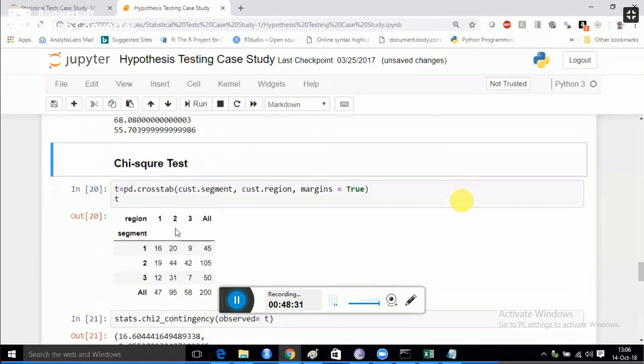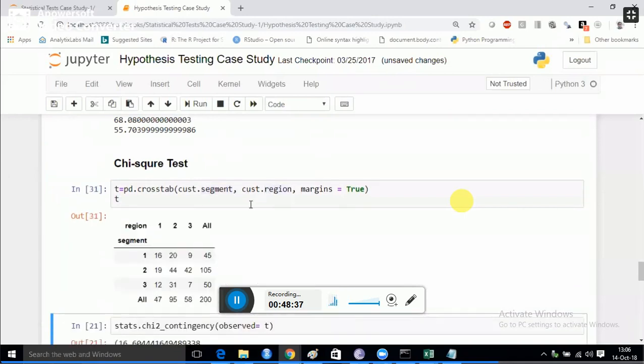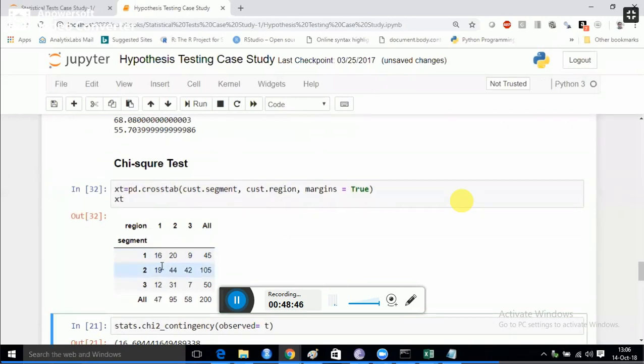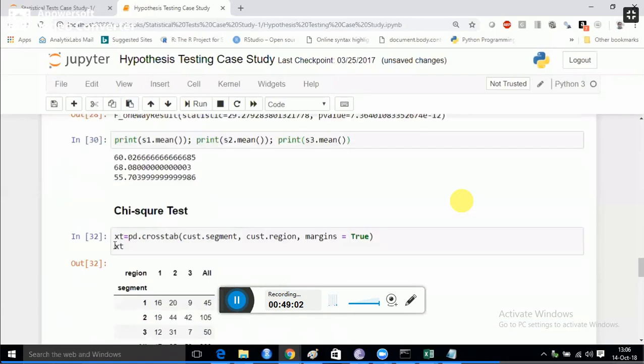Now here, let's look at the chi-square test. So I have cust segment and cust region. So see, I have done a crosstab using pandas.crosstab, and I'm saving it in a variable. So I'll call it crosstab. Now I'm performing a contingency chi-square, a generic Pearson chi-square test on my observed values, which is coming from the chi-square table.